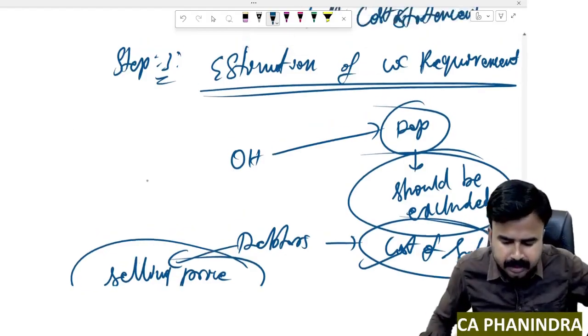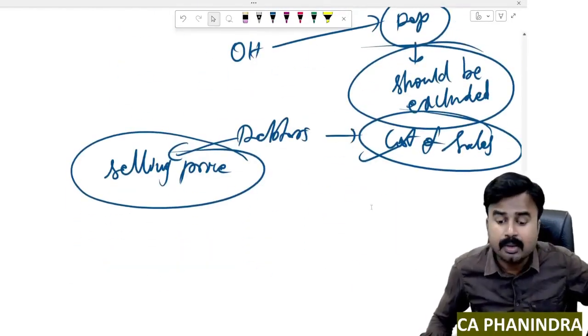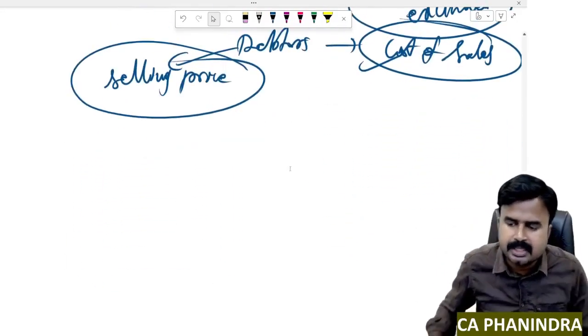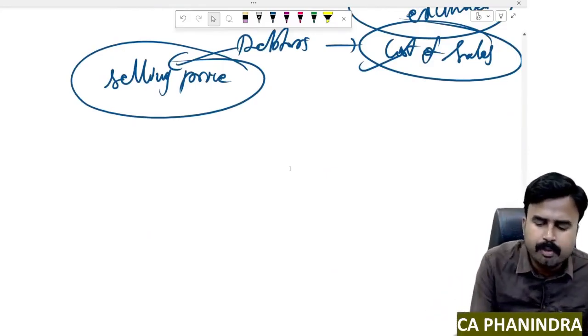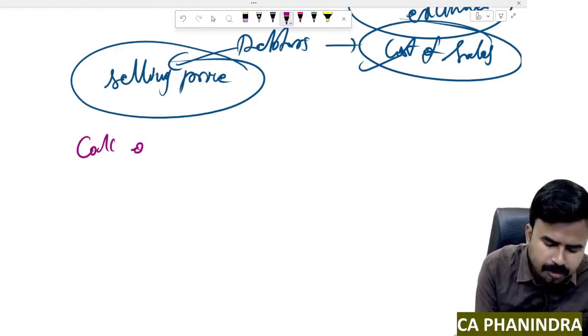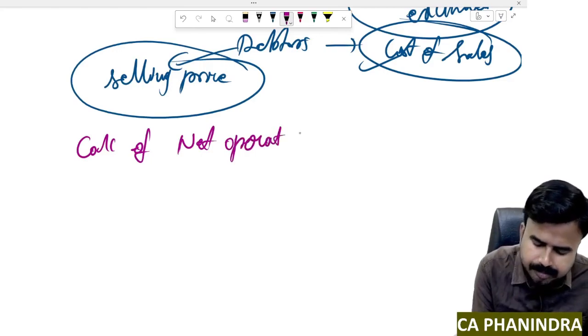These are the important points you must consider while estimating the working capital requirement. Please keep them in mind always while solving the problems. With this, the first area, called estimation of working capital requirement, is over. Now I'm moving to the next area, calculation of net operating cycle.